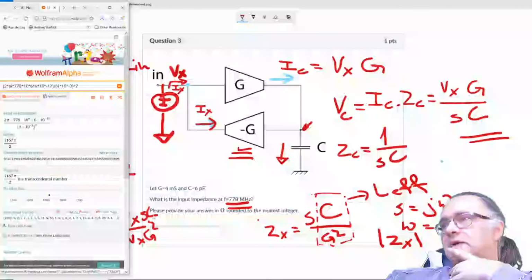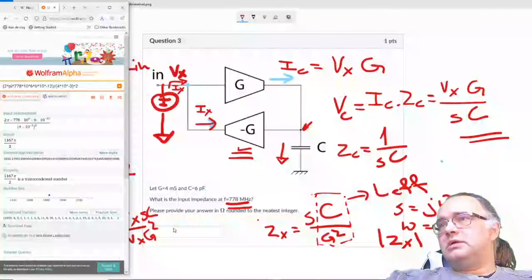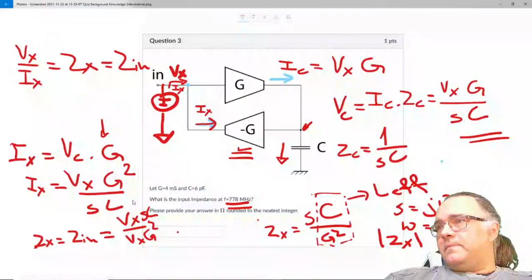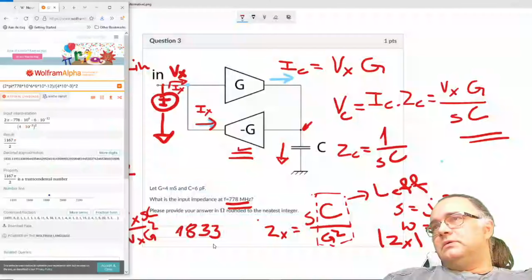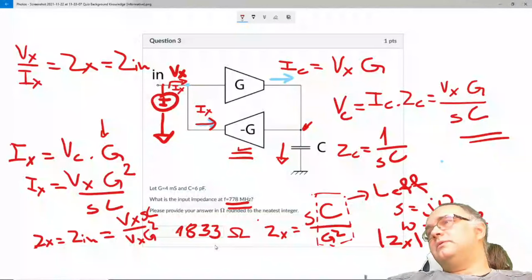This is the answer, and we have to round it to the nearest integer, so the answer is 1833 ohms, and this will be the impedance of this circuit at this frequency.